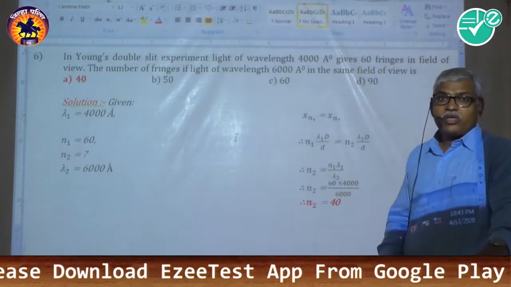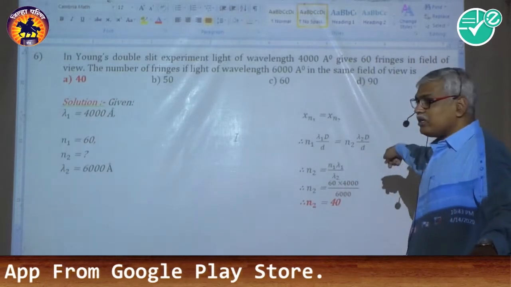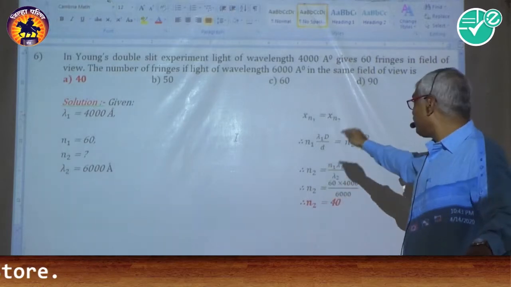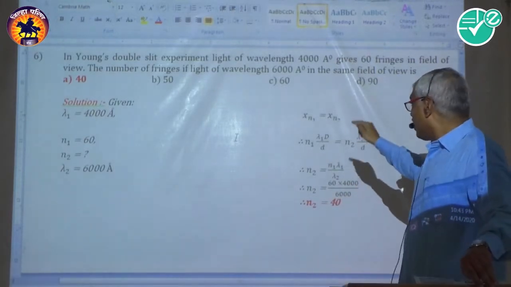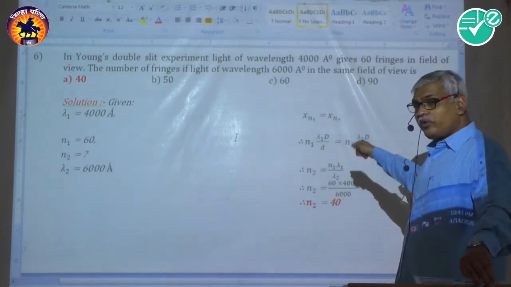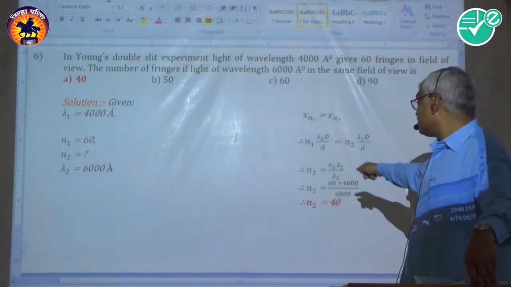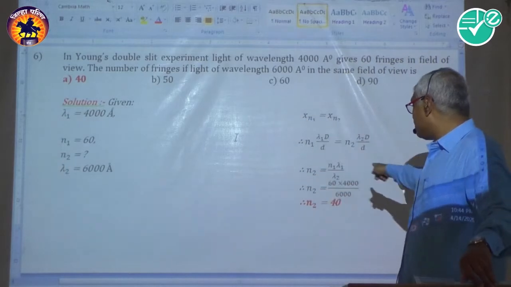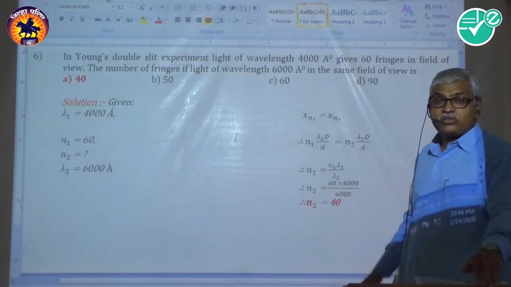In the given problem, capital D and small d are kept constant. Therefore, D by d cancels, and we get the formula n1 lambda 1 is equal to n2 lambda 2. Therefore, n2 is equal to n1 lambda 1 divided by lambda 2. Now it is the formula which is required in this question. Now put the values. n2 is equal to n1, given as 60, multiplied by lambda 1, given as 4000, divided by lambda 2, that is 6000.